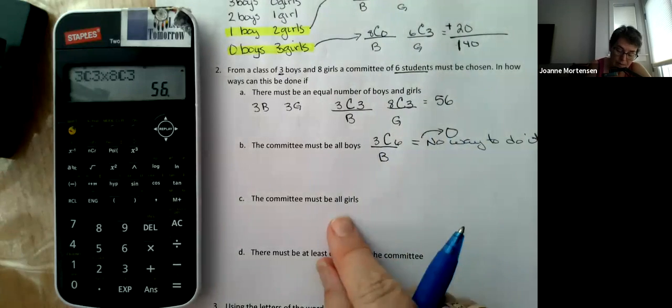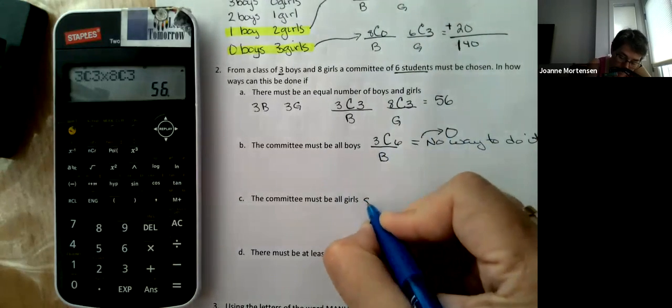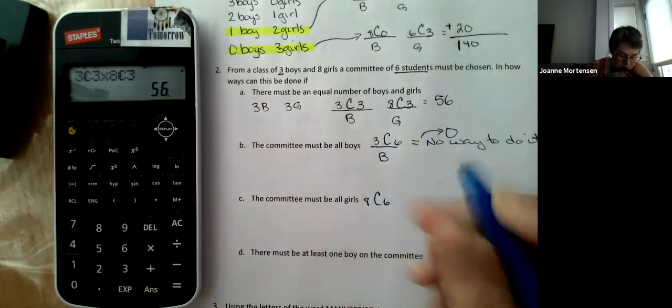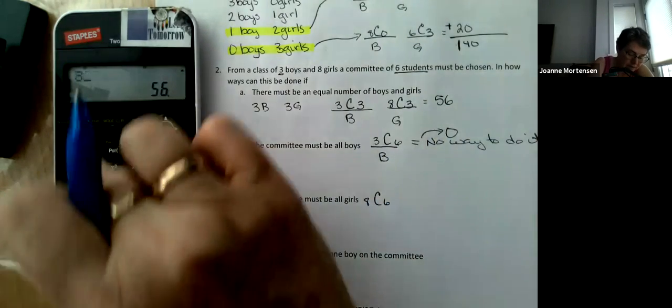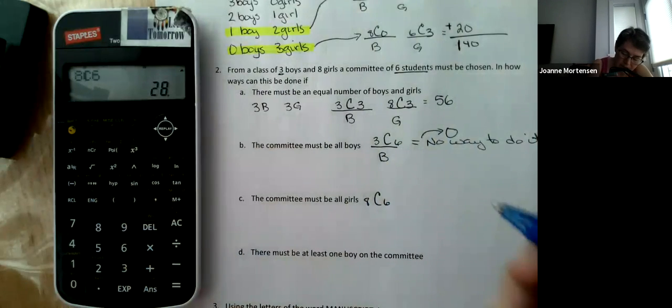Okay, the committee should be able to be all girls. There are 8 girls and you've got to choose 6. So 8 choose 6 is 28 ways.